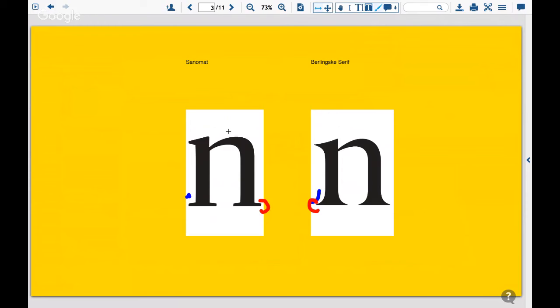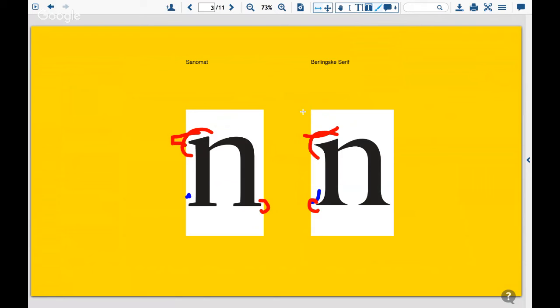Also, how their flag serifs are treated, basically between a more beak shape on the left versus this cupping effect on the right. I think the flaring is a little different, because Sanomat seems more straightforward and blunt in its approach, while Berlingske wants to be more flowing and extravagant in its attitude, coming to this point in a very sharp way.